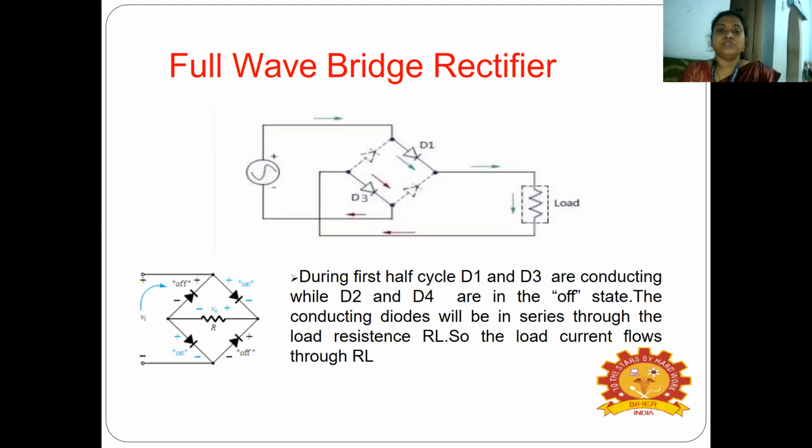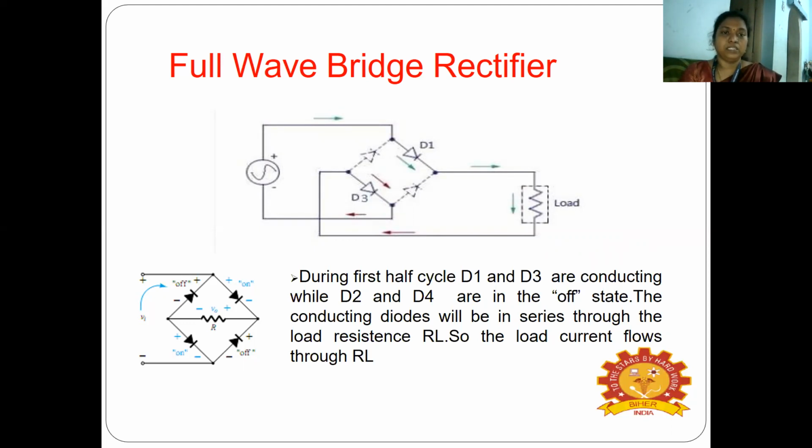You can see during the first half cycle, we will see the first half cycle. Diodes D1 and D3 are conducting, while diodes D2 and D4 are in the off state. The conducting diodes will be in series through the load resistance RL, so the load current flows through RL. D1 and D3 will be conducting, while the other diodes D2 and D4 will be off. So this is the case of the first positive half cycle, and the load current will be flowing through RL.